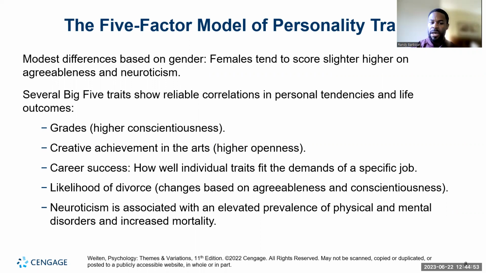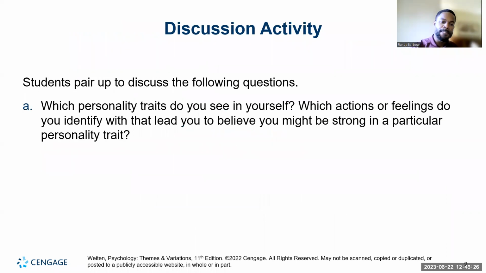And neuroticism is associated with an elevated prevalence of physical and mental disorders. You think about being a little more anxious, your anxiety is going to be a lot higher, and that's going to create those physical and mental disorders. We talked about how our body responds to certain situations. When we have high anxiety, different hormones are going to be released in our body, which then creates some physiological issues in the long term, if not handled in the right way. Okay.